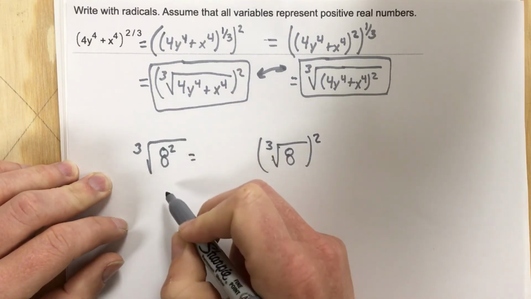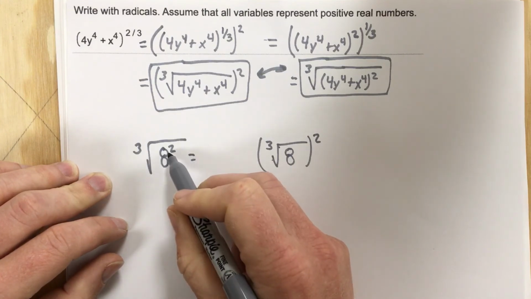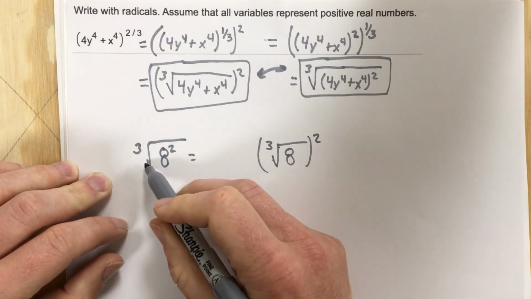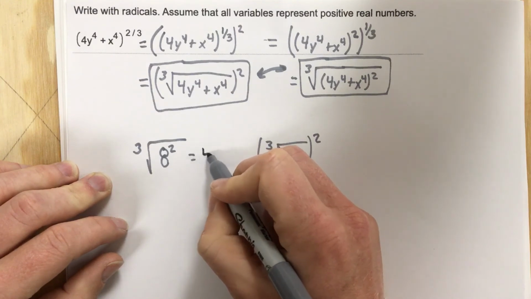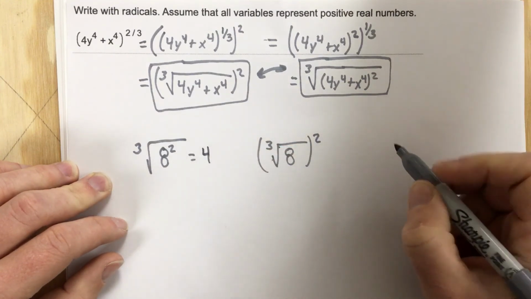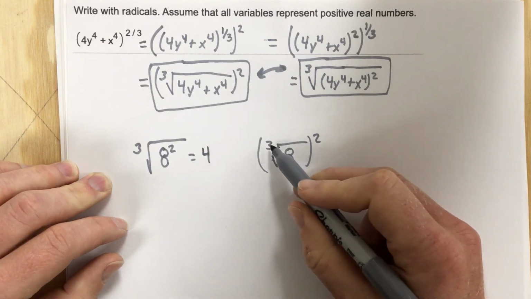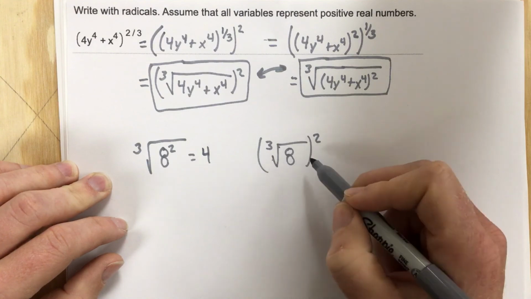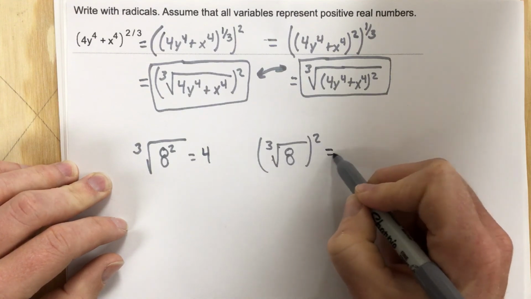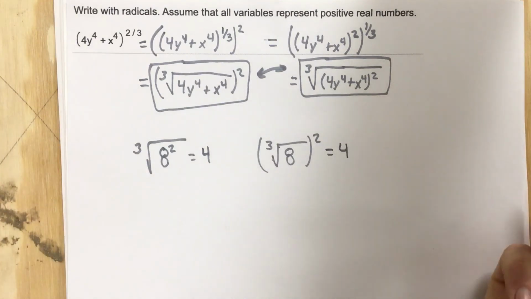If you square 8, that's 64. The cube root of 64 is 4. And then if you cube root 8, the cube root of 8 is 2. Then you square it, you also get 4. So they're the exact same. So these two things are the exact same, two different ways to do the same problem.